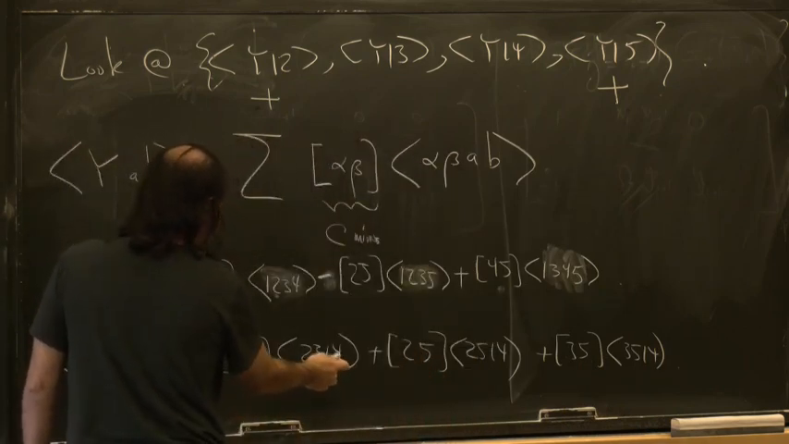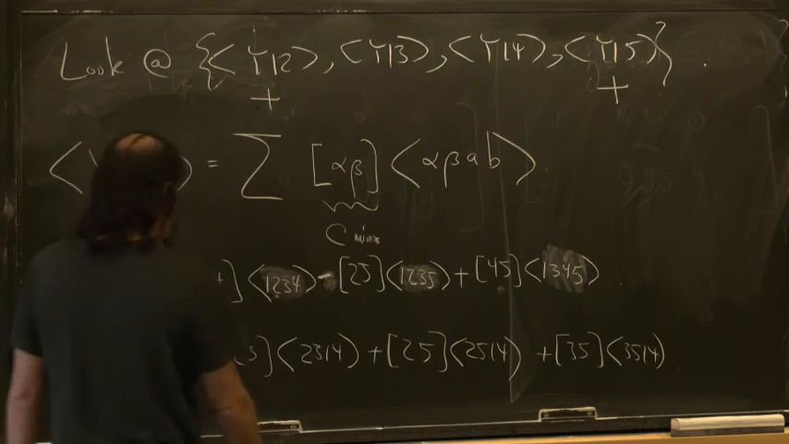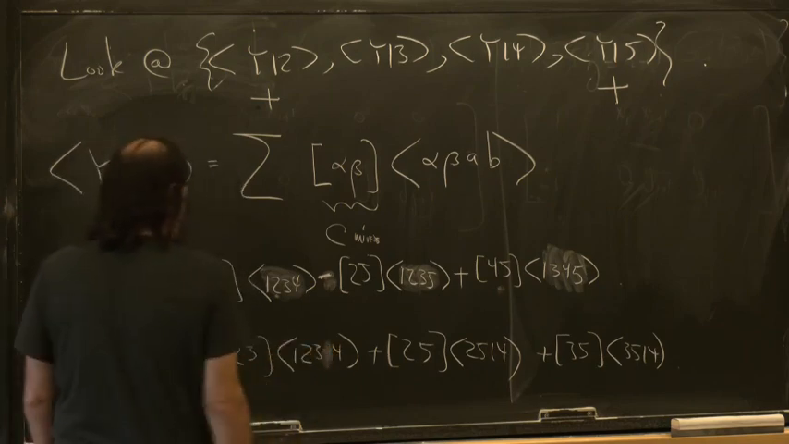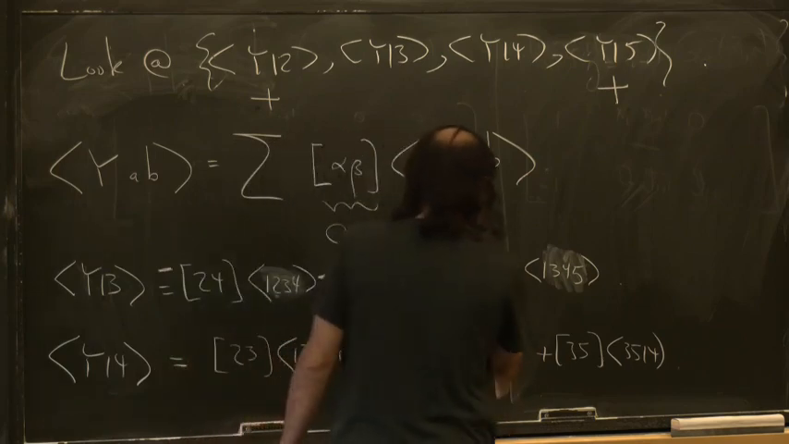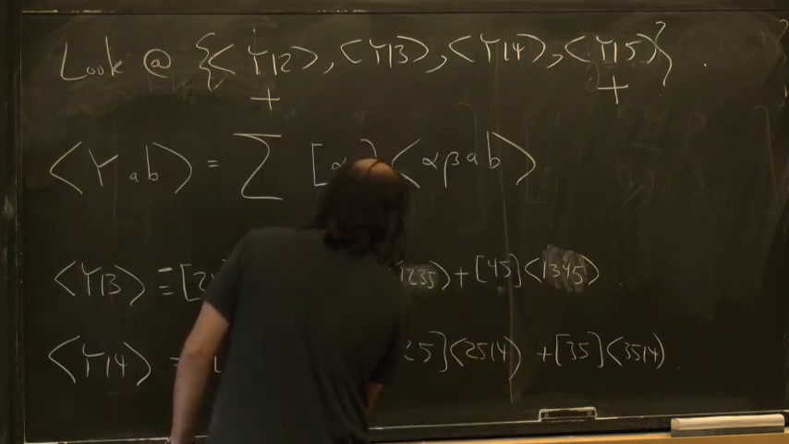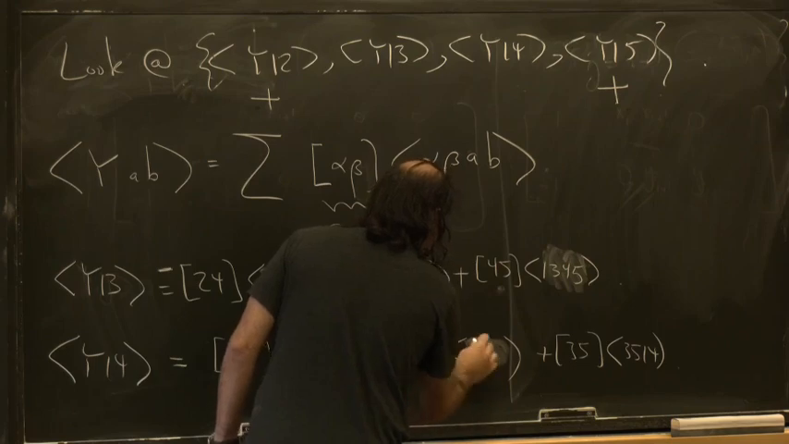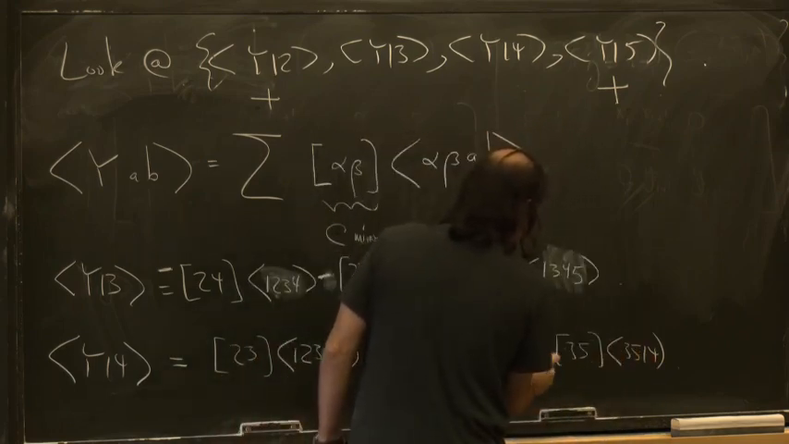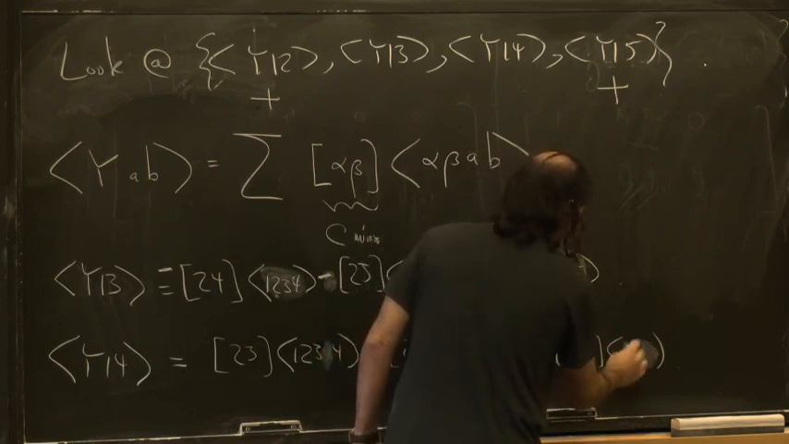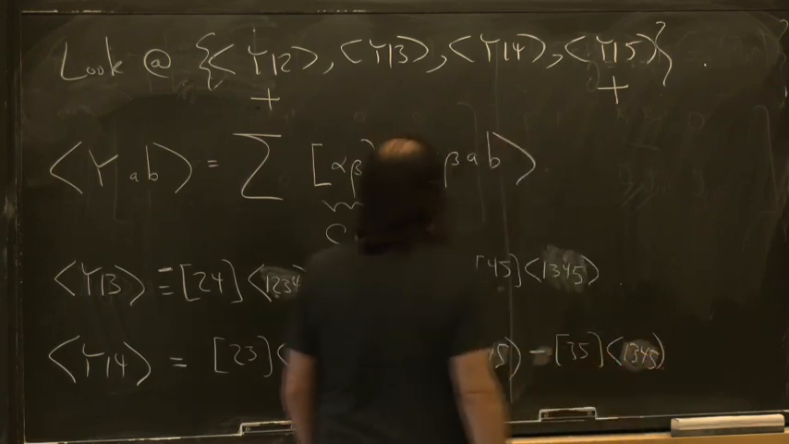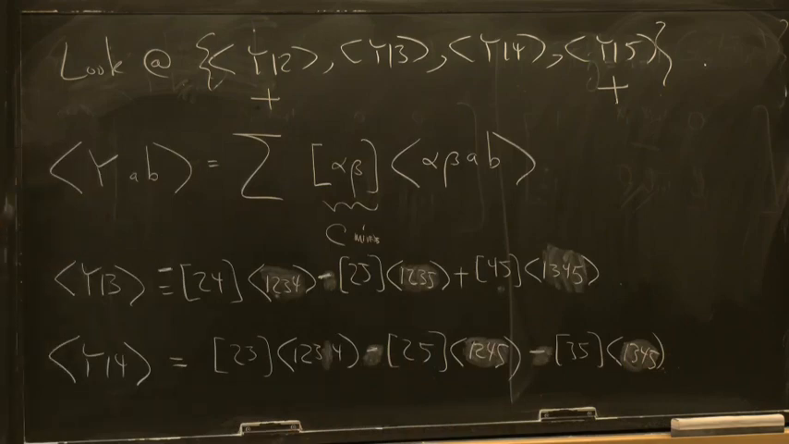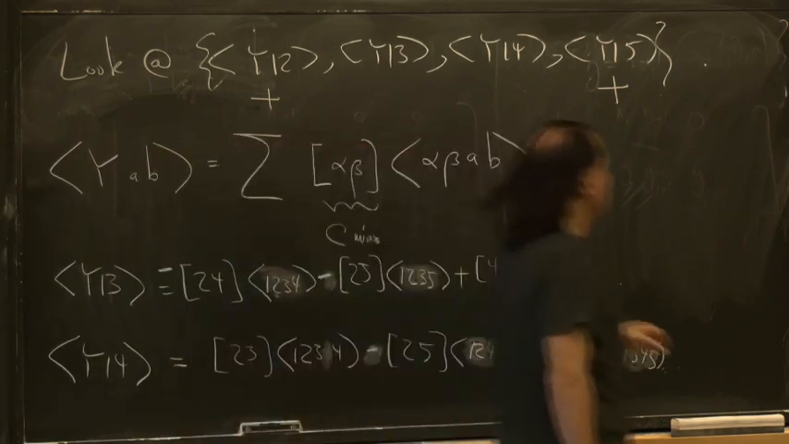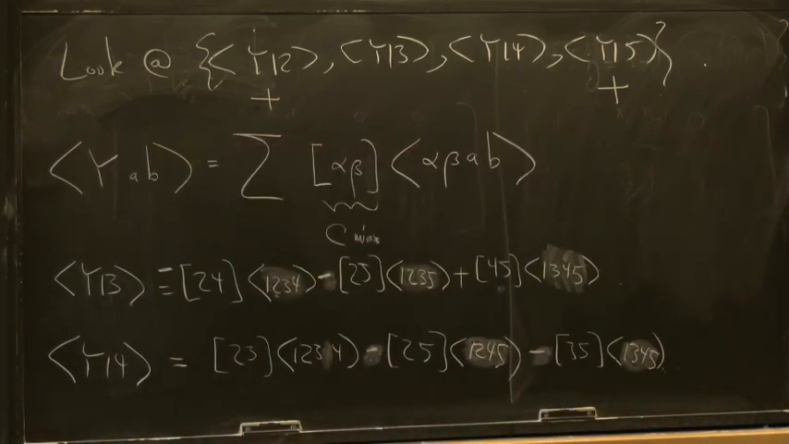So this is just 1, 2, 3, 4 with no sign difference. But this is 1, 2, 5, 4, so it's minus 1, 2, 4, 5. And similarly, this is 1, 3, 5, 4, which is minus 1, 3, 4, 5. So again, the same. There are two minus signs, and a plus sign is not guaranteed to be positive. Okay, so now let's look at what this sign pattern is in cell 1, cell 2, and cell 3.